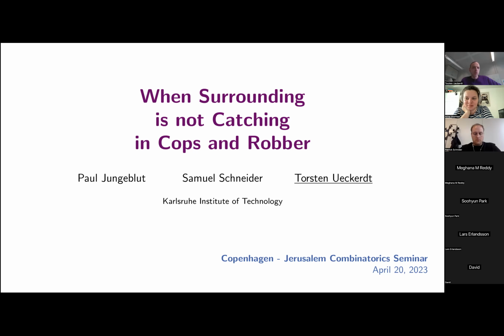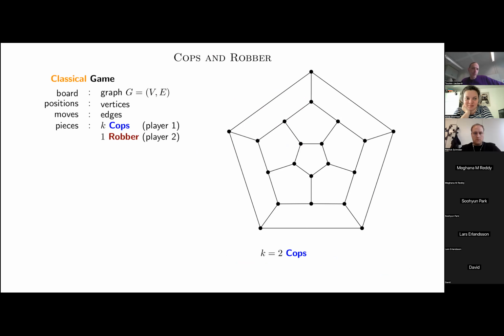All right, so the classical cops and robber game. The board of the game is a graph, like my little graph that I have here. The vertices of this graph are the possible positions, kind of the squares of the board, the positions for your pieces. And the edges indicate possible moves. So you can move a piece from vertex to vertex along an edge.